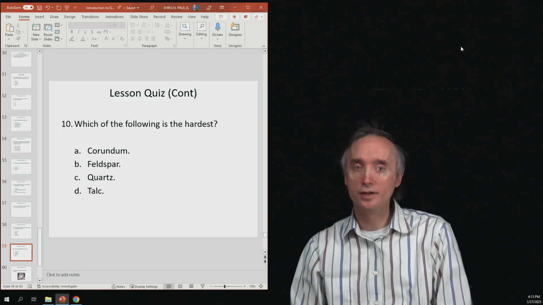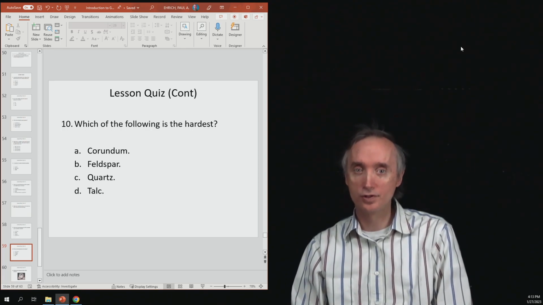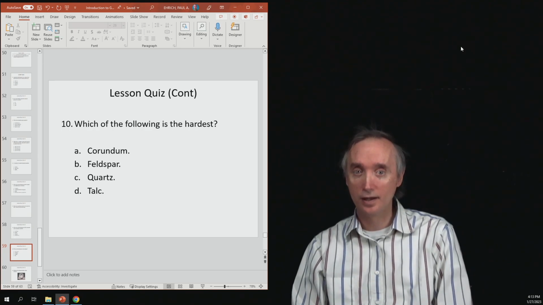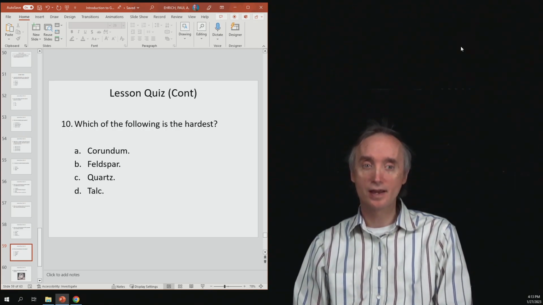Which of the following is the hardest? So what you need to do is go to that hardness scale and look for which one is the hardest, and it's going to be corundum. So corundum is actually used in sandpaper because it's so hard.